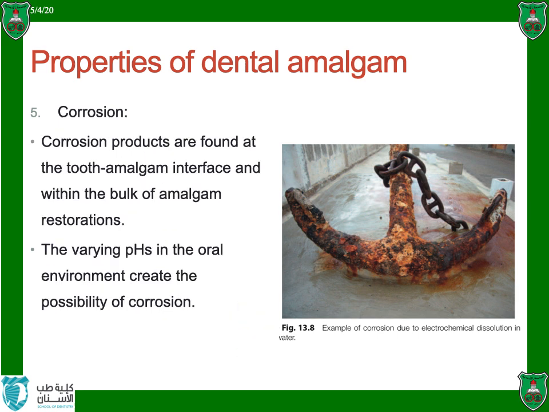Corrosion products are found at the tooth amalgam interface and within the bulk of the amalgam restoration, and the varying pH in the oral environment creates the possibility of corrosion.